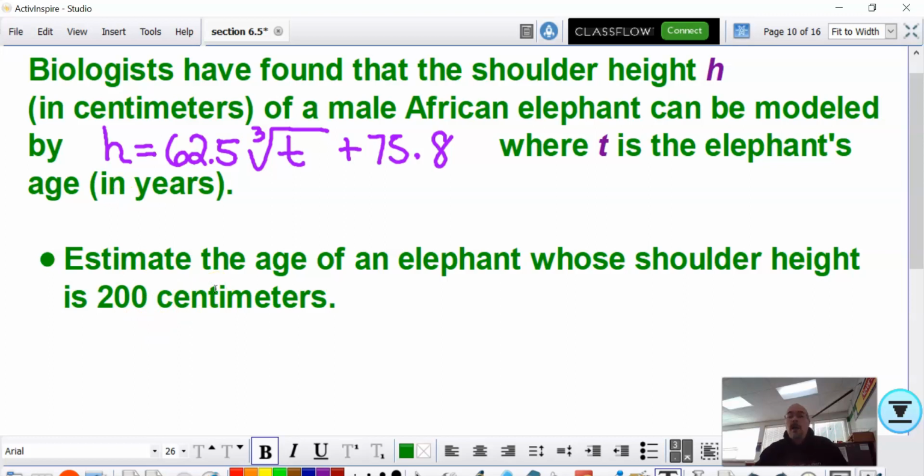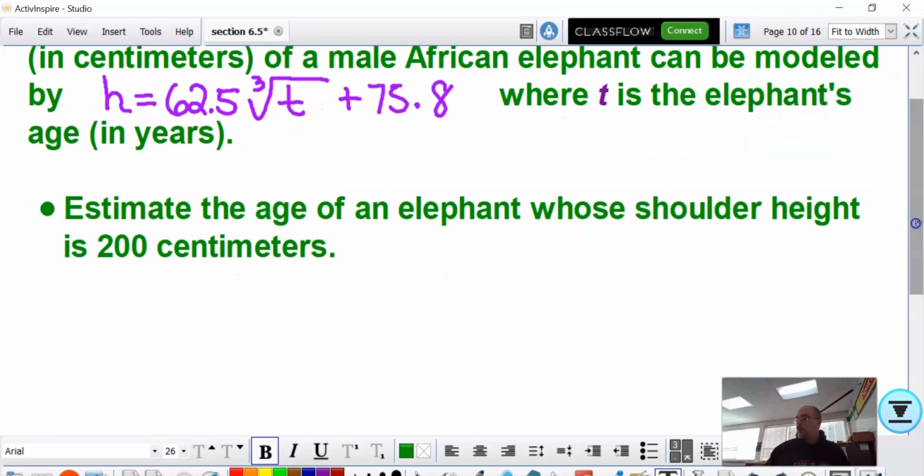Biologists have found that the shoulder height h in centimeters of a male African elephant can be modeled by that equation, where t is the elephant's age in years. Estimate the age of an elephant whose shoulder height is 200 centimeters. So what we're going to do is take this 62.5 cubic root of t plus 75.8 and set it equal to 200.